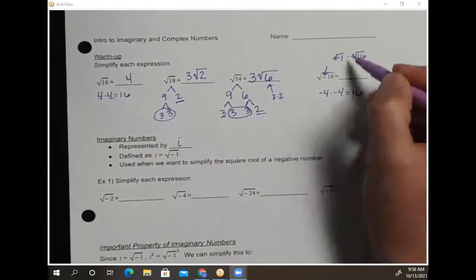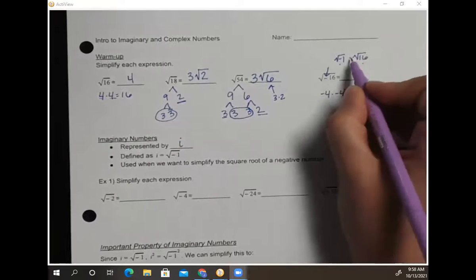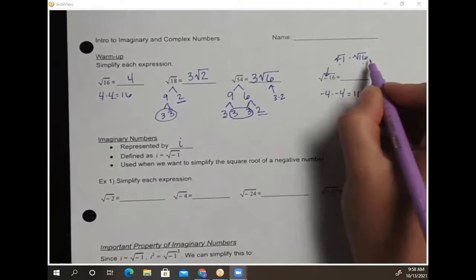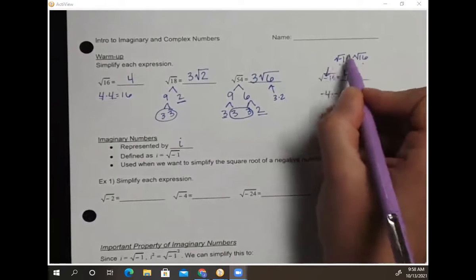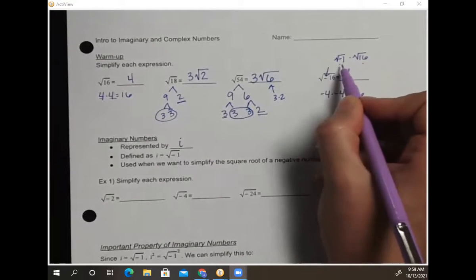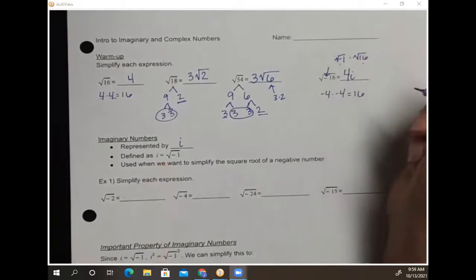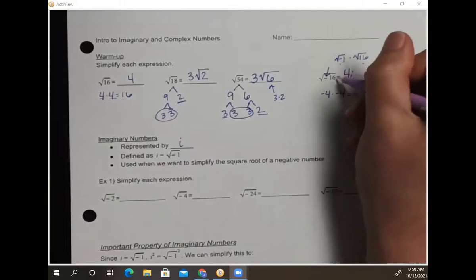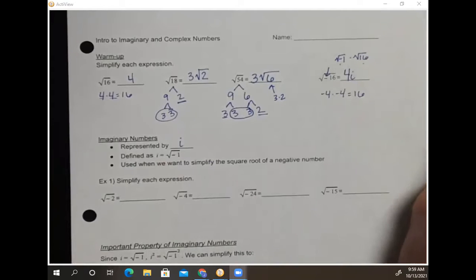So let's take a look at our square root of negative 16. If I split it up like this, what's the square root of 16? 4. And then how did we define the square root of negative 1? We said that that's i, right? So this would simplify to 4i. 4 when I take the square root of 16, and i, since I'm taking the square root of a negative.